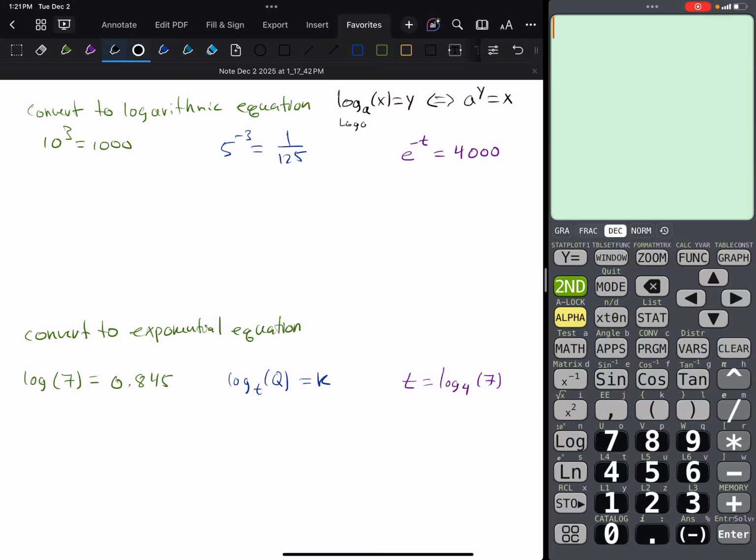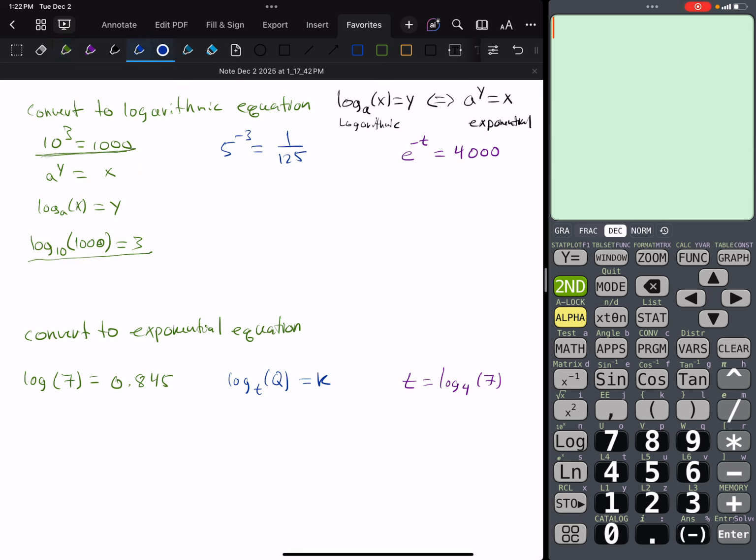So we have logarithmic and exponential. Okay, if I'm given this in terms of exponential, that means I have a to the y equals x, and I want this to be log base a of x equals y. And so my y was 3, my a was 10, and my x value was 1,000 there. And so that's my logarithmic equation converted from my exponential equation.